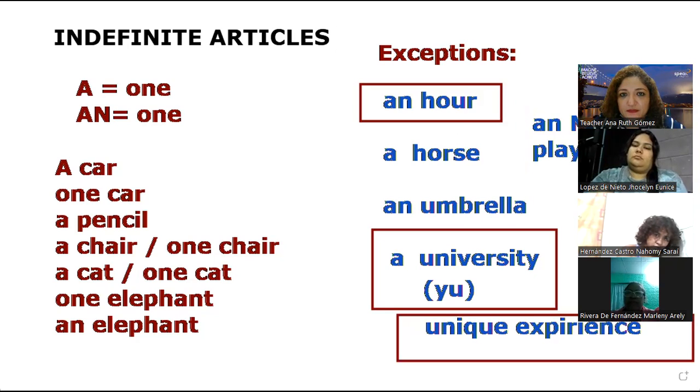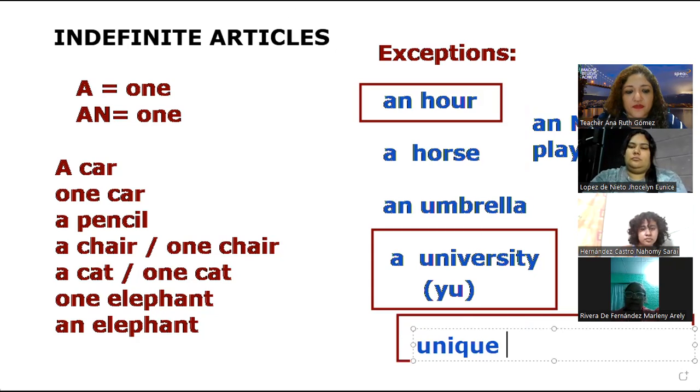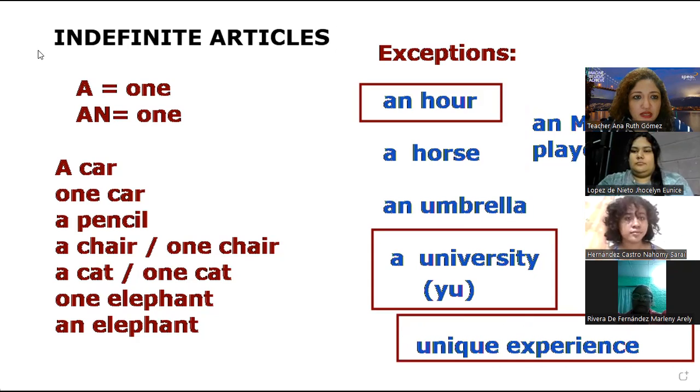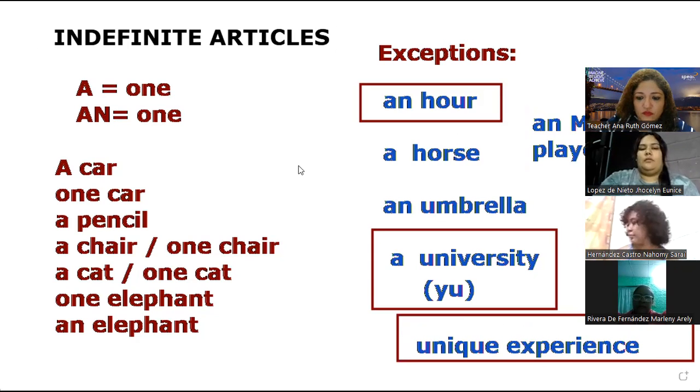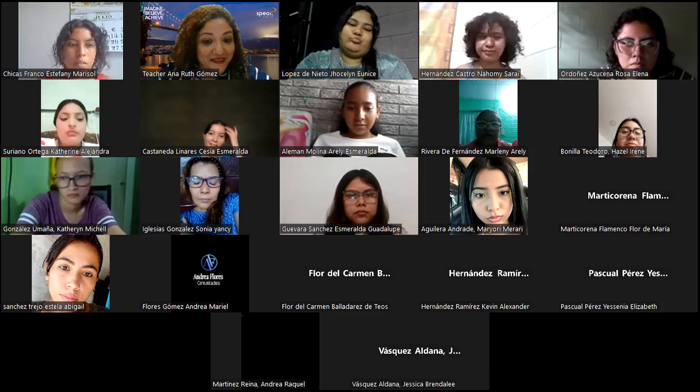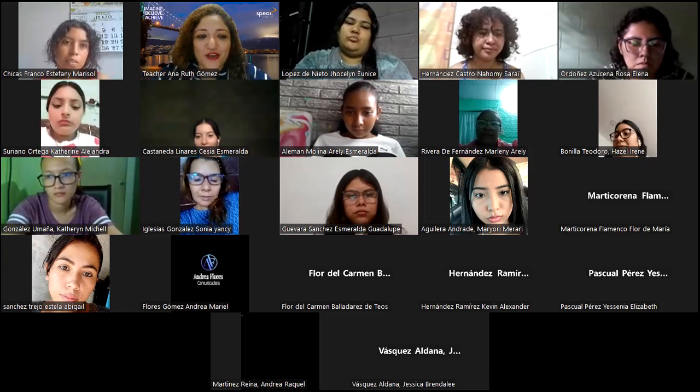Give me a moment. I'm going to delete that. All right? It's like if you say a unique experience. Yeah, this is correct. Okay? So, everybody, take a picture. Give me a moment. I'm going to take a picture and I will send the picture to the chat. All right. So you can take this information. The information is in the chat. Okay. Easy or difficult? Easy. Very good. Vamos a hacer un ejercicio.